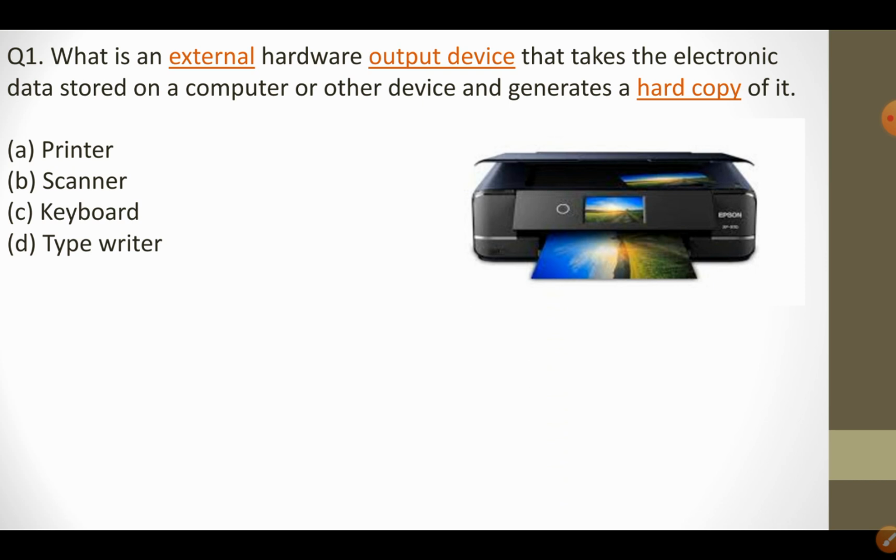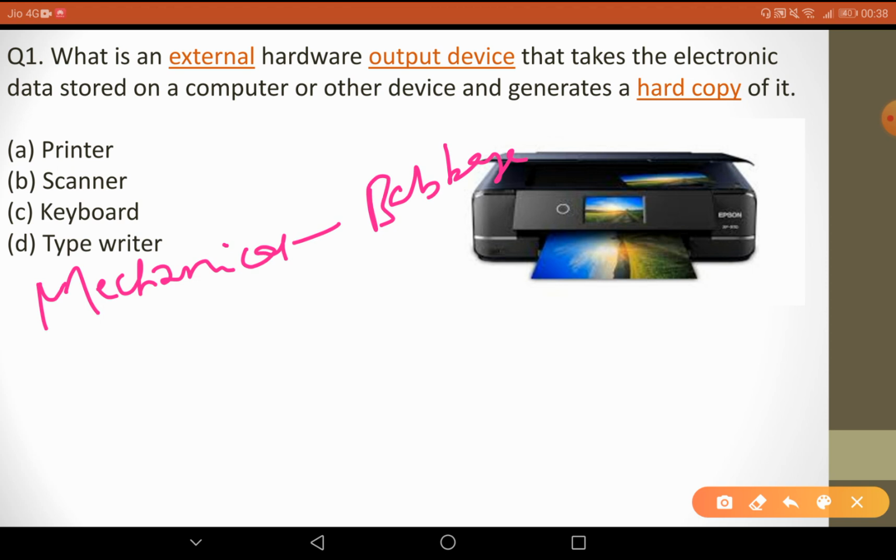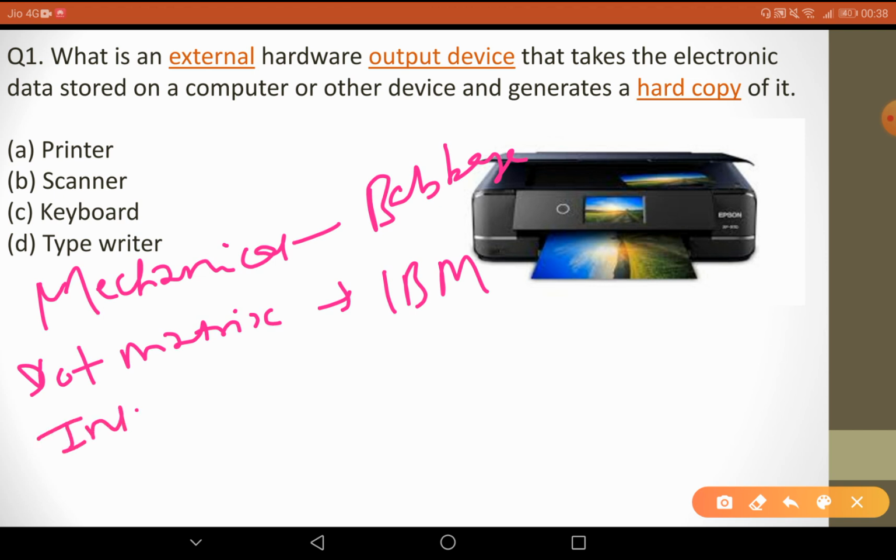Let me tell you something about the history of the various printers. Initially there was the mechanical printer. This was invented by Charles Babbage for use with the difference engine. Then came the dot matrix printer. This printer was created by IBM something like in the year 1957. Then came the inkjet printer.